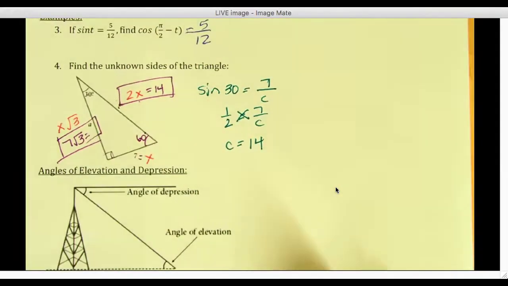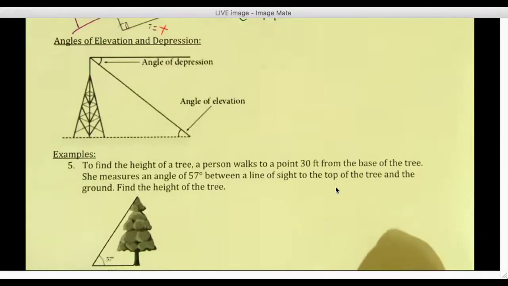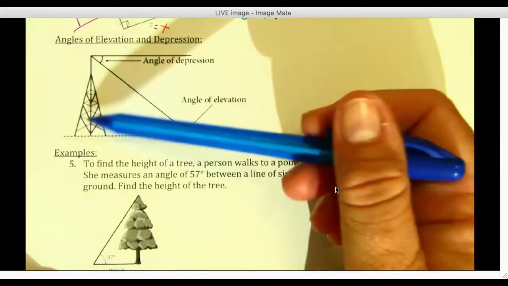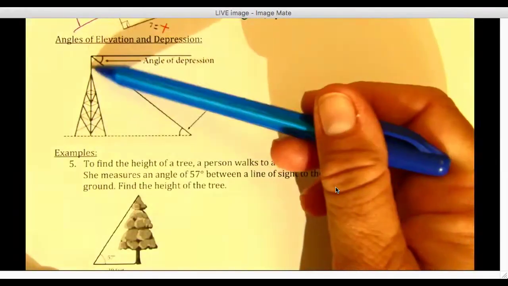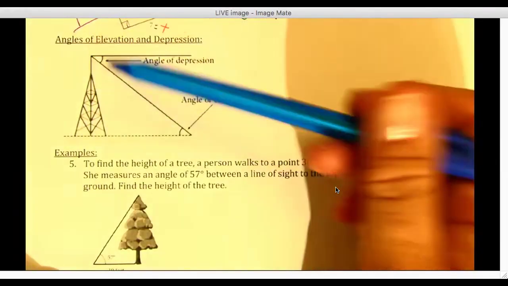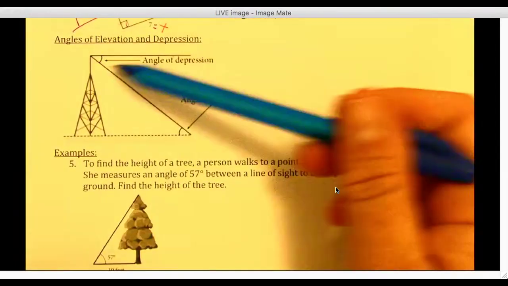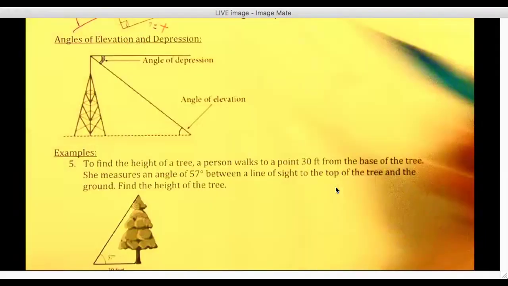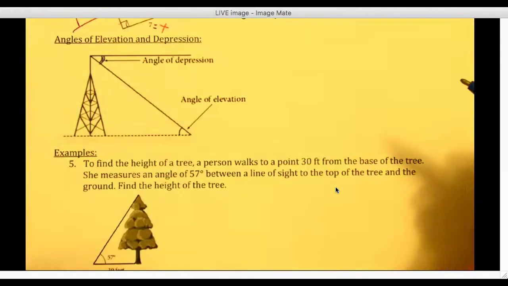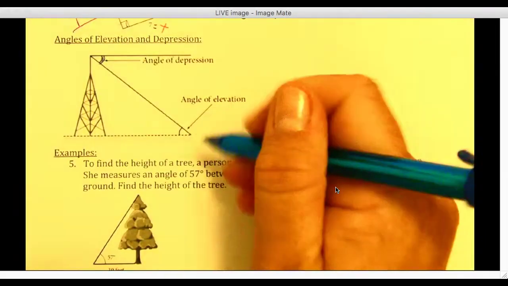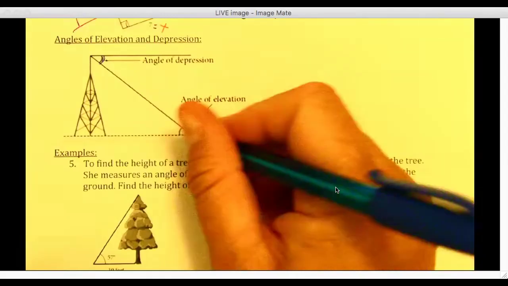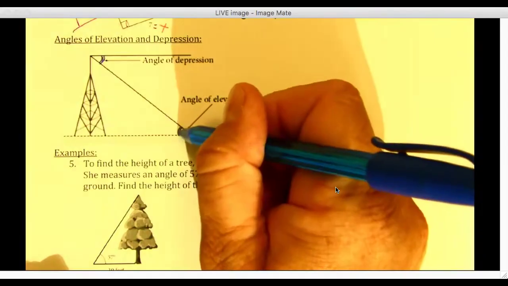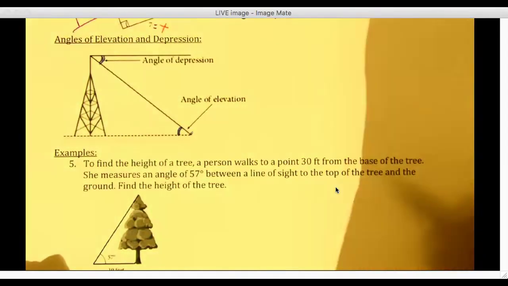All right, one more question in this section, and this is looking at angles of elevation and depression. So if I have a tower here, and let's say somebody is looking from the top of the tower, looking out, and this angle to the bottom here, this angle right here would be called an angle of depression. And then let's say there's a person here standing at the bottom or at the ground looking up at the top of the tower. The angle formed from the ground to where the person is looking to is called an angle of elevation.